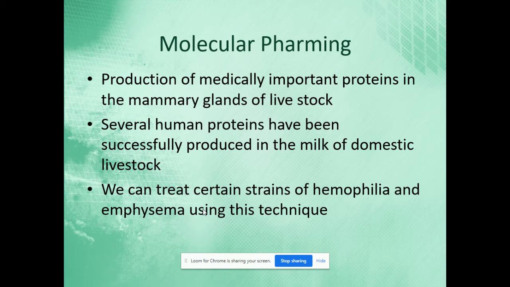Molecular farming is a production of medically important proteins in the mammary glands of livestock. Several human proteins have been successfully produced in the milk of domestic livestock, and we can treat certain strains of hemophilia and emphysema using this technique.